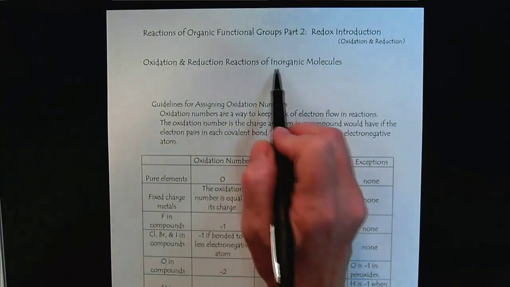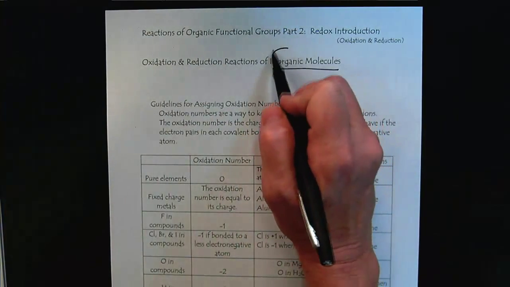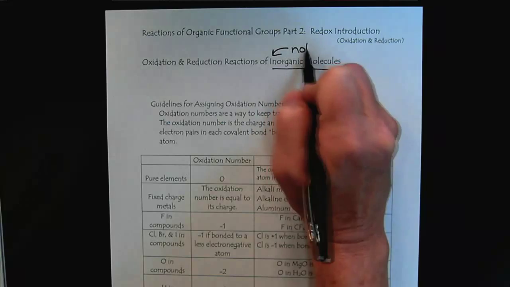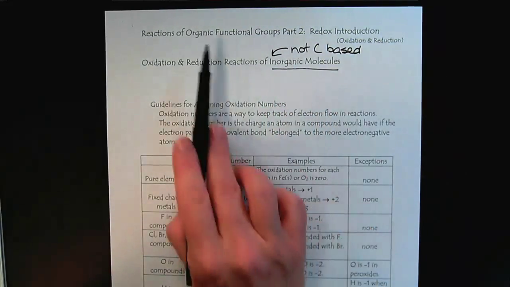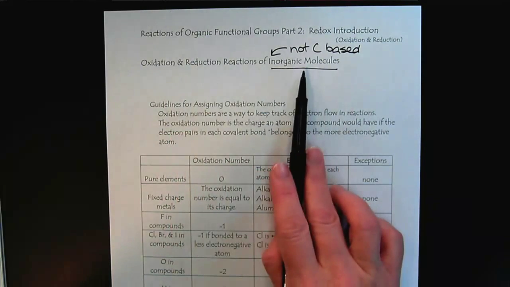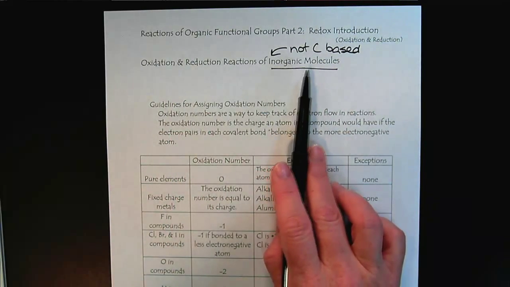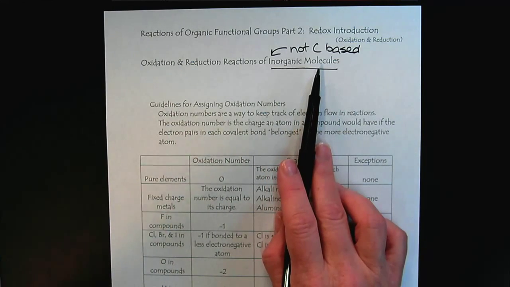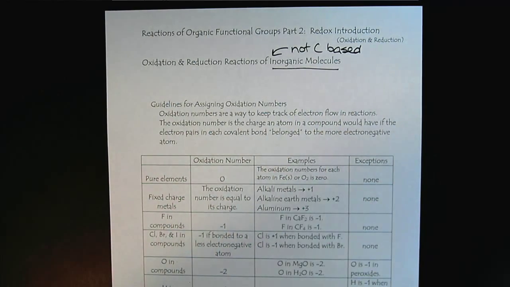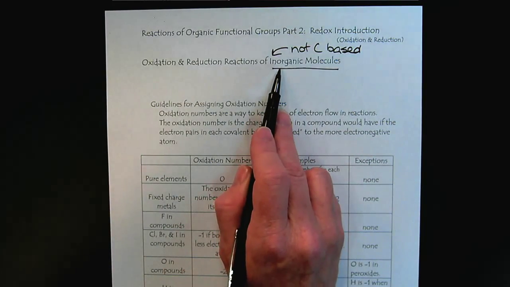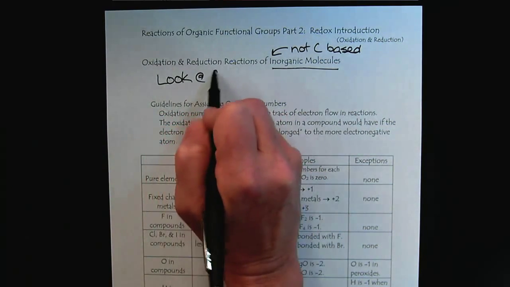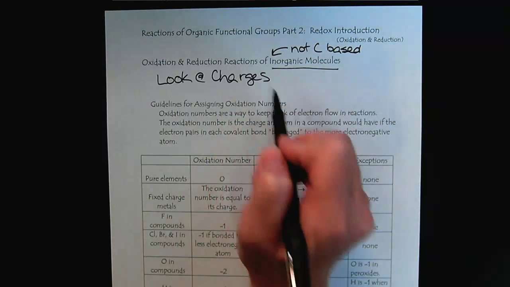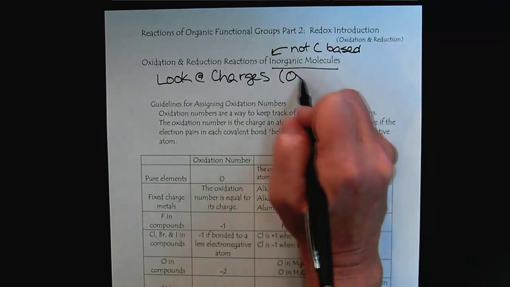We'll begin with inorganic molecules. When we see inorganic, we're going to say not carbon-based. But we will find as we study the organic functional groups, we will be using inorganic oxidizing and reducing agents at times. So it's important to understand this aspect of oxidation reduction chemistry too. When we're focusing on inorganic molecules, we want to look at the charges. And linguistically, we also can call that oxidation numbers.